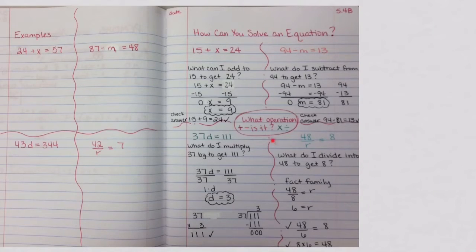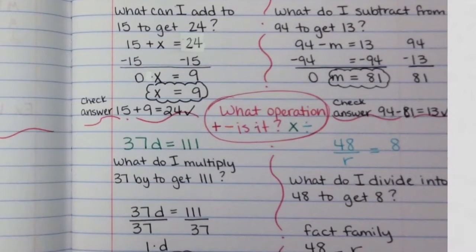So you're going to divide your paper into 4 sections, and in the circle in the center, you're going to start with what operation is it? Okay? Is it add, subtract, multiply, or divide? Those are our 4 operations.